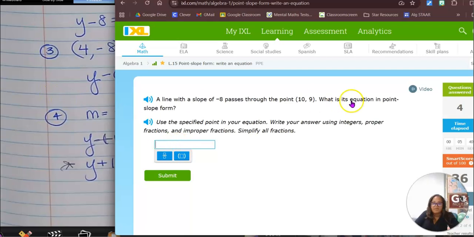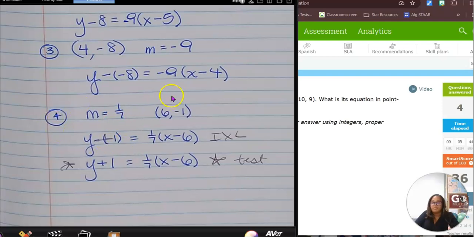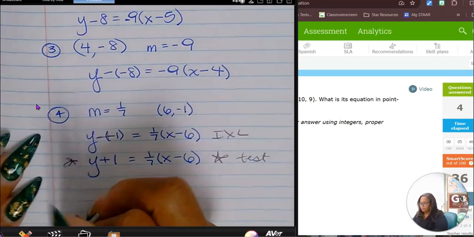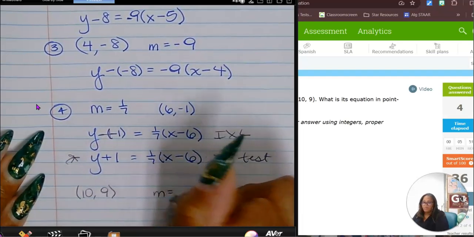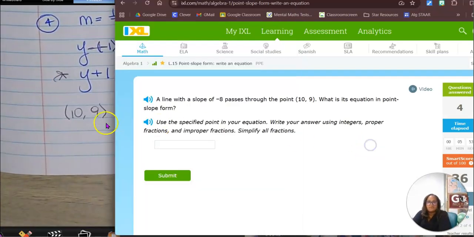All right, here I don't need any double negatives because both of these are already positive. So I'm just going to type in 10 for my x sub 1 and 9 for my y sub 1. So my point is 10, 9, and my slope was, what was it? -8.